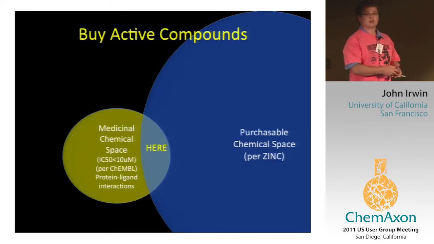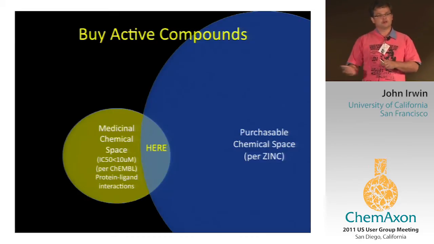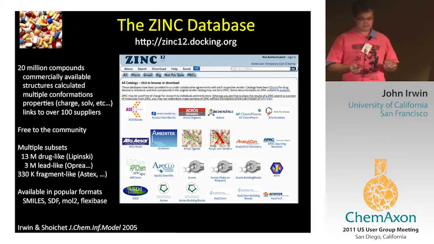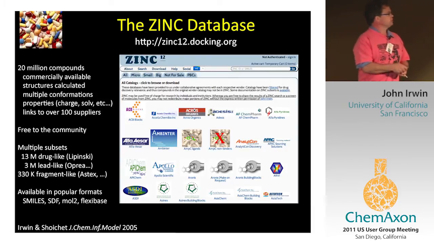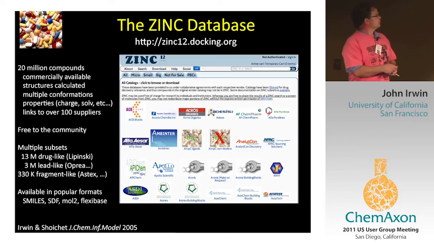Because these molecules are biologically active, reported in the literature, and you can just go and buy them and have them shipped to you by FedEx in a week or two. And so we put together the ZINC database, and it's really just composed of catalogs from vendors from all over the world, and it's currently got about 20 million compounds, and they're not only commercially available, three-dimensional structures.